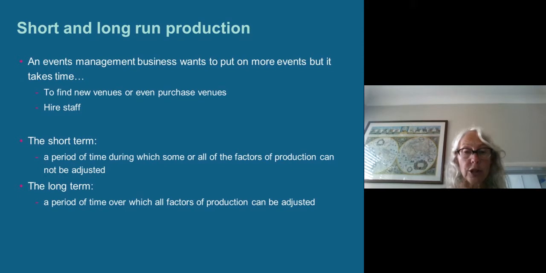Then in the long term, this is a period of time over which all factors of production can be adjusted. If you think about what we mean by factors of production in an event context, it might be things like the venue, the food and drink you serve, the staff running the events, all of those kinds of things. Over a longer period of time, you can adjust these things. You can go and buy new venues, etc. You can find new sites to host your events.